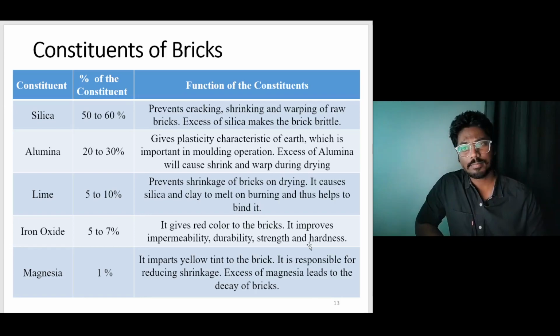Now, excess silica makes the brick brittle. Nothing in too much quantity is advised. So excess silica exceeding 60 to 70% will make the brick masonry brittle. That means the brick will break easily.